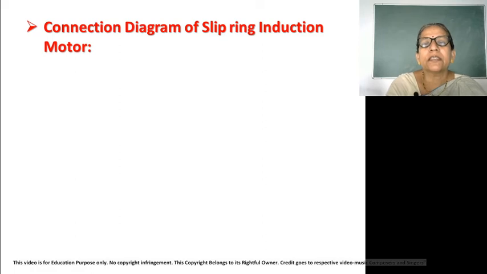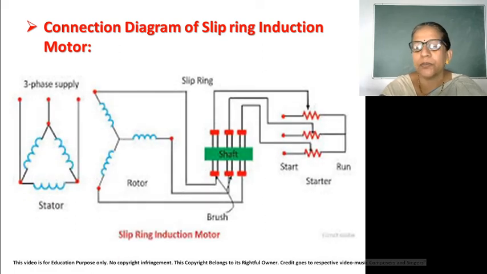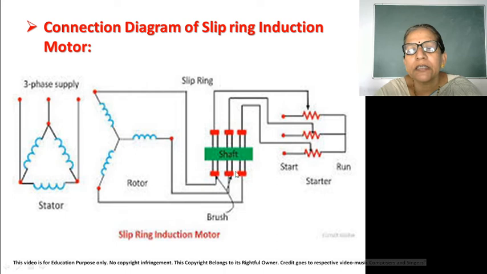Now we will see the connection diagram of slip ring induction motor. So we will see this is the stator. As I have told, the stator will be having a three-phase distributed winding. It may be a delta or it may be a star, and it will be connected to three-phase supply. Whereas the rotor is also having a winding, but this winding will be a star connected winding, and over the shaft there will be three slip rings.